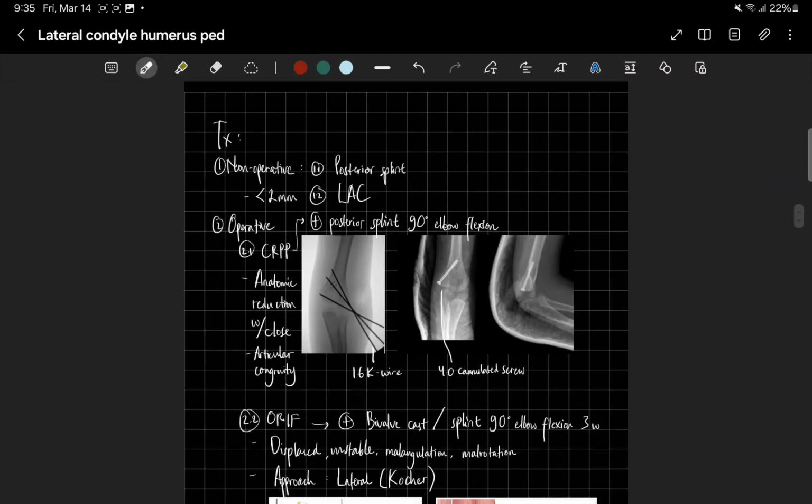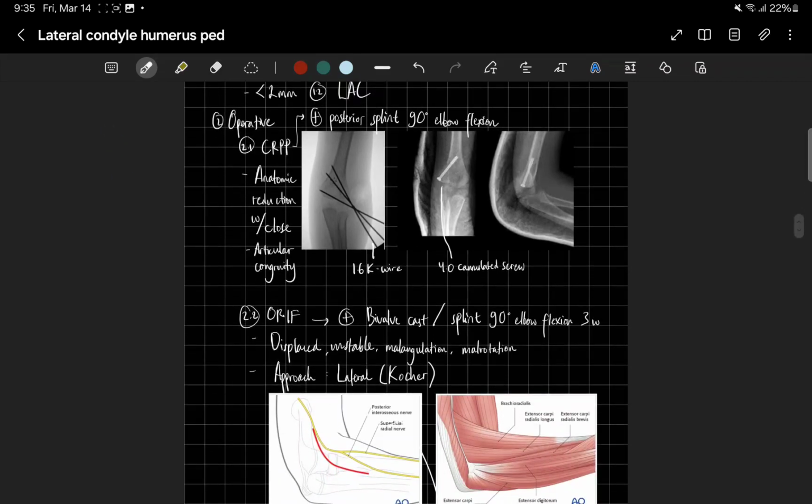The treatment is divided into non-operative and operative, and it depends mainly on the displacement of the fracture. If it is less than 2 millimeters, we can treat it non-operatively with a posterior splint or long arm cast with 90-degree elbow flexion. Meanwhile, for those patients with a displacement of more than 2 millimeters who can be treated with closed reduction, with an anatomical reduction under fluoroscopy, we can do closed reduction and percutaneous pinning, in addition to a posterior splint at 90-degree elbow flexion, as stated here in my notes.